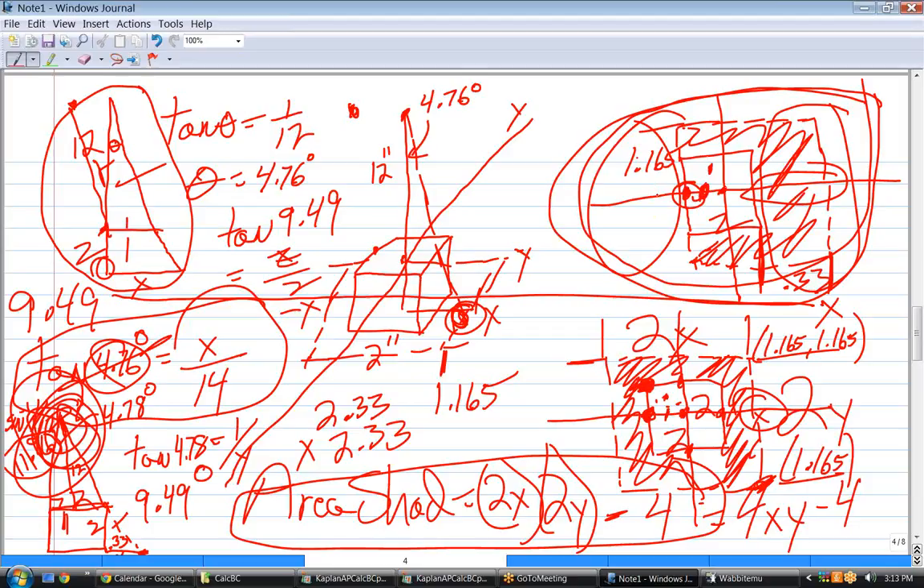Now, it's clear to me that there's no way the flashlight can be outside the edge of the cube. That obviously is not going to produce a minimum shadow. That's going to produce a bigger shadow on the opposite side. So I know the answer has to lie somewhere in that 2 inches by 2 inches.